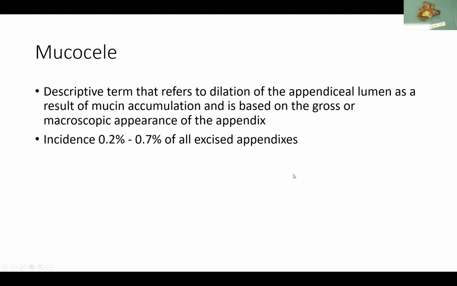So the term mucocele, just remember, is a very general descriptive term that basically just refers to the dilation of the appendiceal lumen as the result of mucin accumulation. It's not a specific diagnosis per se, it's just a descriptive term. You can have mucocele of the appendix, you can have other mucoceles, and basically it's any dilatation due to mucin. And its incidence is quite rare. It's about 0.2 to 0.7% of all excised appendices.